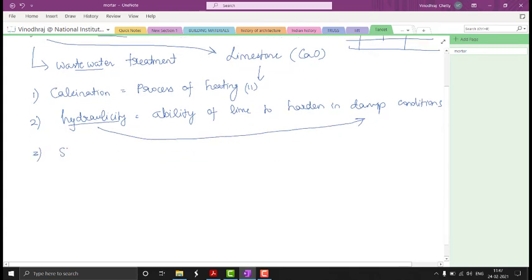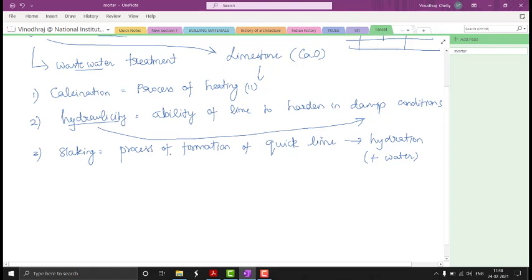The third one is slaking. Slaking is the process of formation of quick lime. That is done through hydrating, that is, addition of water.